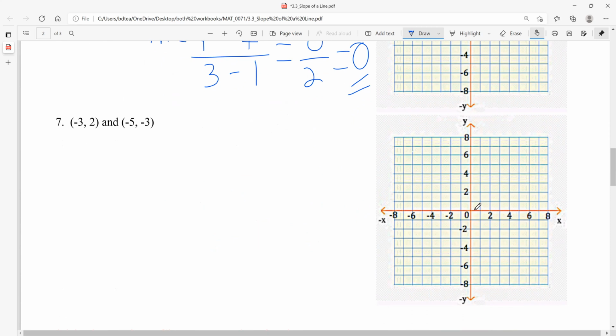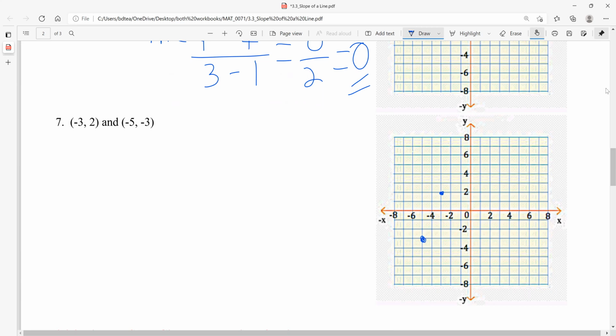-3, 2. Again, starting at the origin, you're going to go over -3 and then 2. So this is right here. And then -5, -3. So go over to the left 1, 2, 3, 4, 5, and then go down 1, 2, 3. So this point is right here.